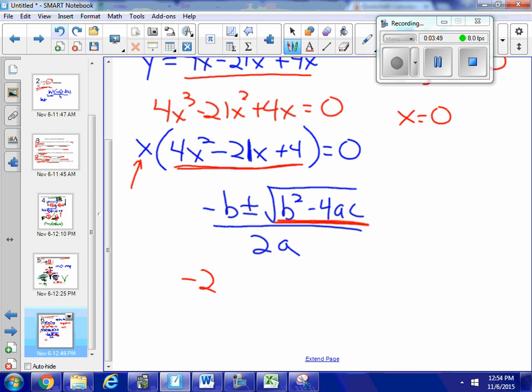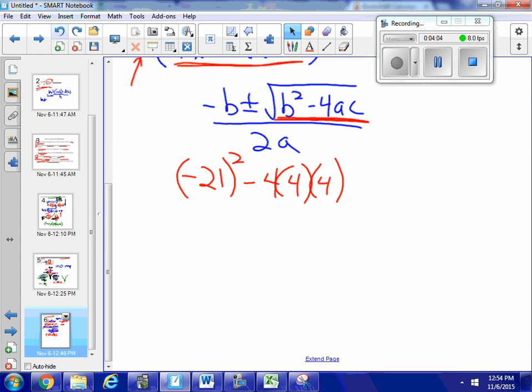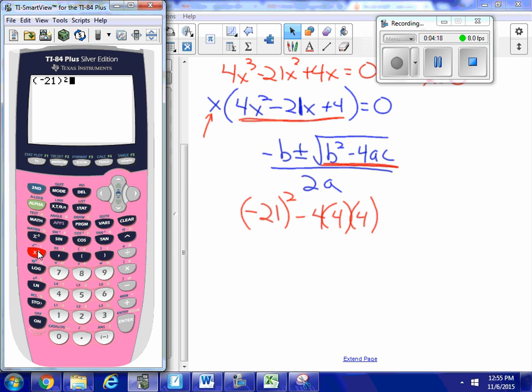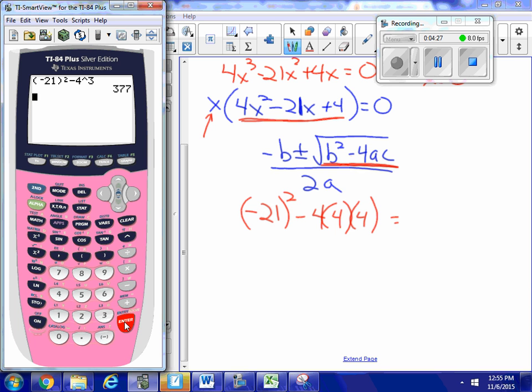So that would be negative 21 squared minus 4 times 4, which is my A, times 4 again, which is my C. I like to use parentheses. It helps me from losing negative signs. So let's do the calculation on the calculator. So I have parentheses, negative 21 close parentheses squared. And I'm going to subtract, well, I can subtract 4 cubed. 4 cubed. And I get 377. So that equals 377. Positive discriminant, 2 real roots.